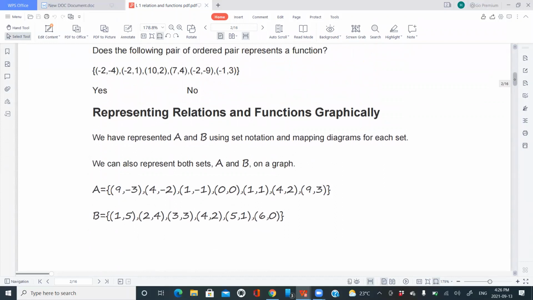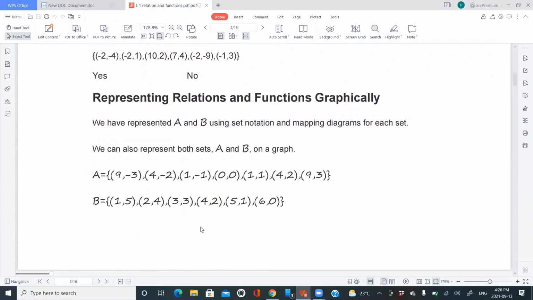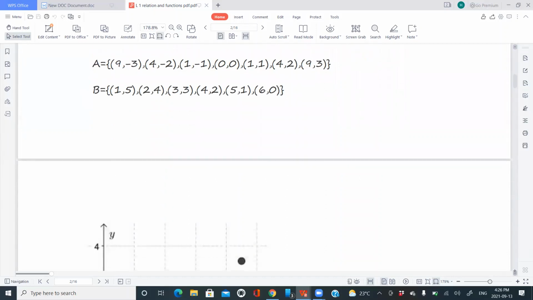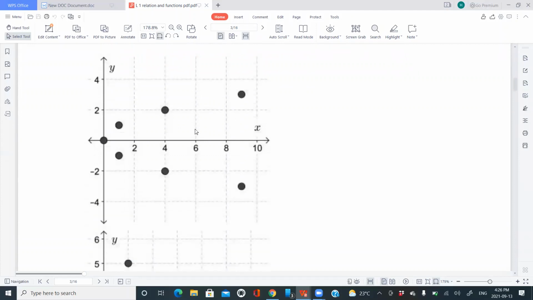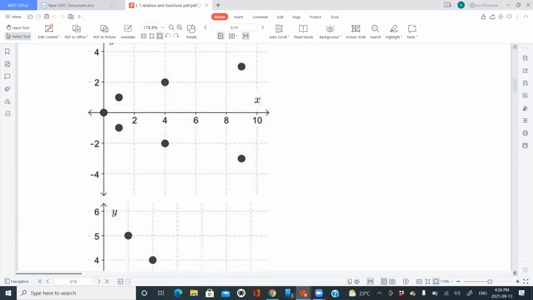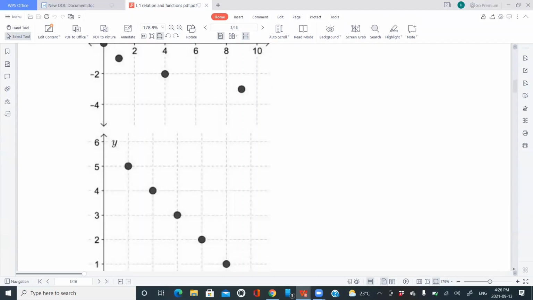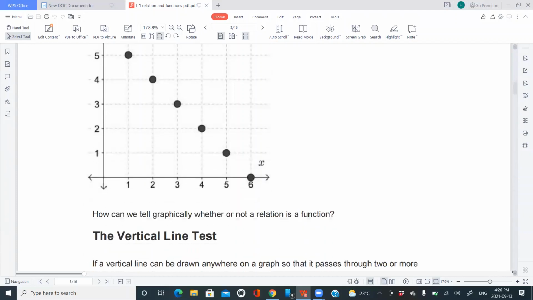Again, we can represent these kinds of ordered pairs in the form of a graph also. Another way of representing a function is graph form. So these 9, 4, 1, 0 are our inputs, and the second numbers, the Y values, are our outputs. Look, here we have plotted the graph, first these dots and then these dots for A, and this is the graph for B. So we can represent in graphical form also.